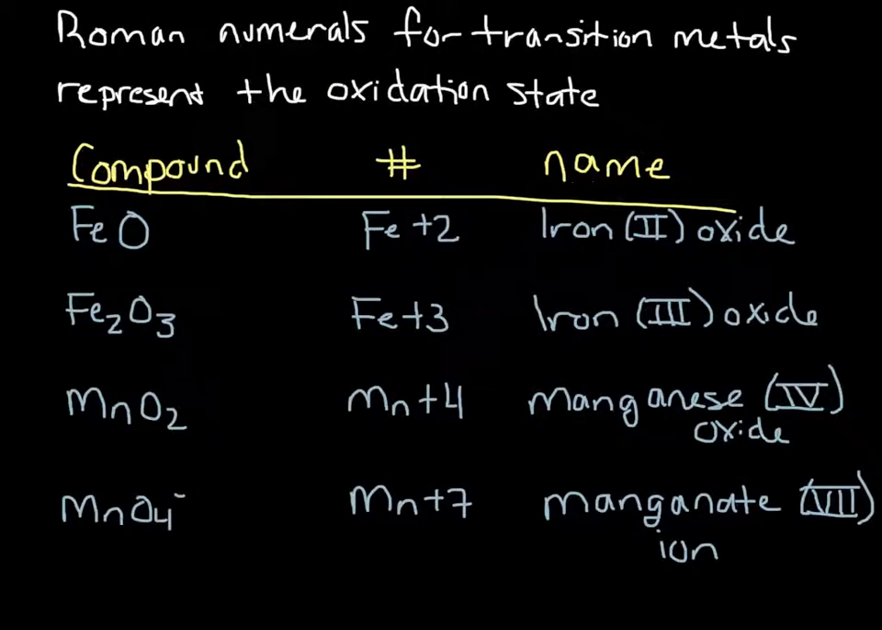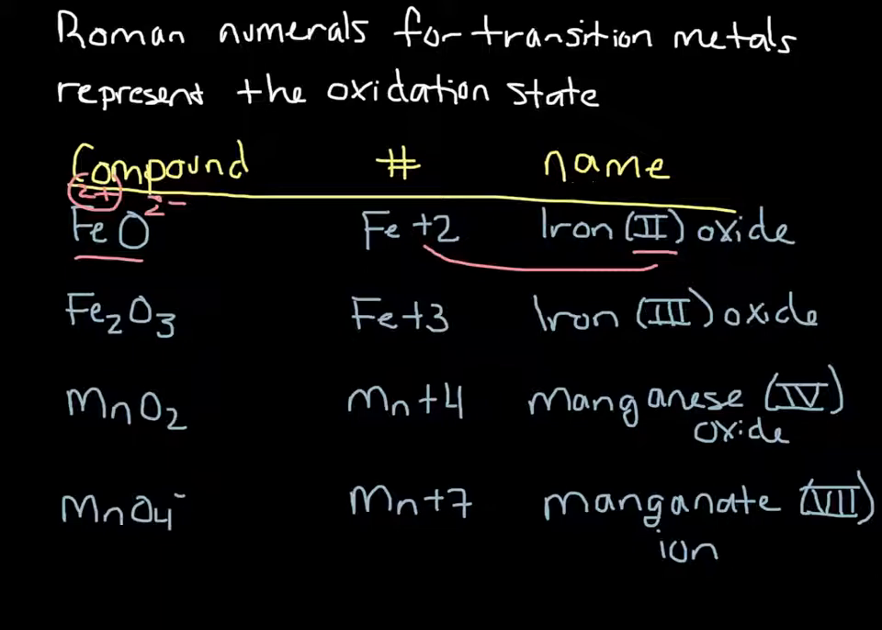And the last bit of information is just going back to naming systems. So the Roman numerals for transition metals represent the oxidation state in which they have. Here's just some examples of what that means. So we have FeO. It's a 1-to-1 ratio. So we know oxygen has a negative 2 charge, so iron has to have a 2 positive charge. Therefore, how we name it, iron 2 oxide, that is also its oxidation value.